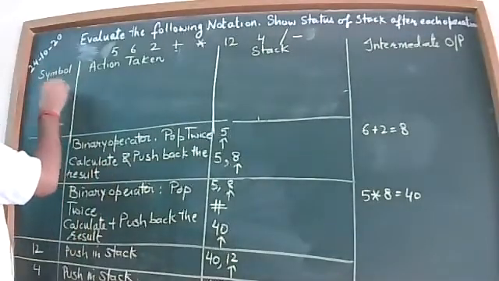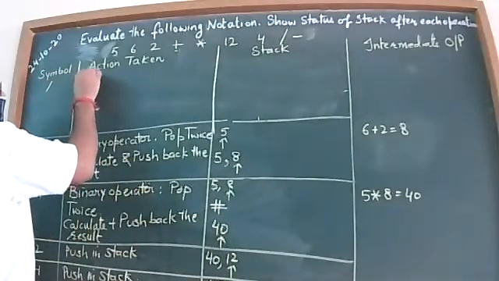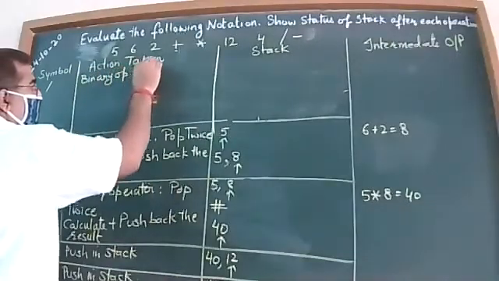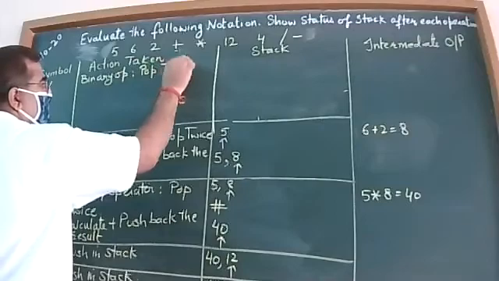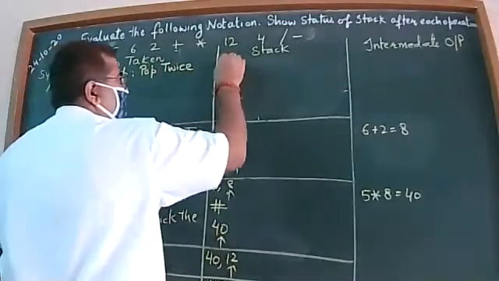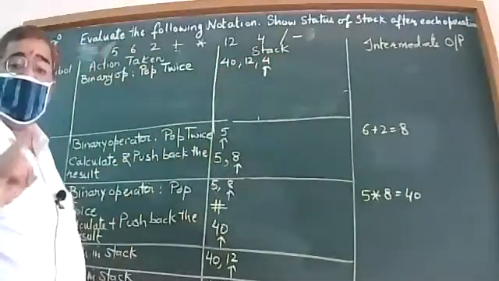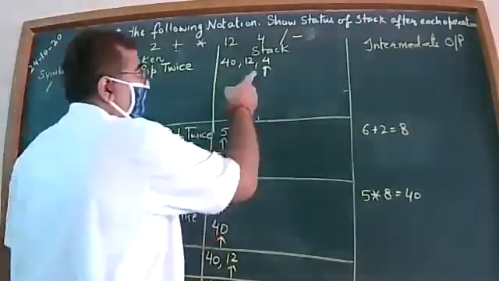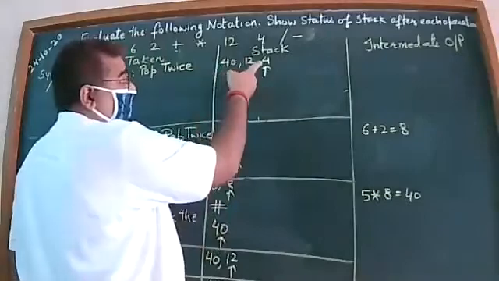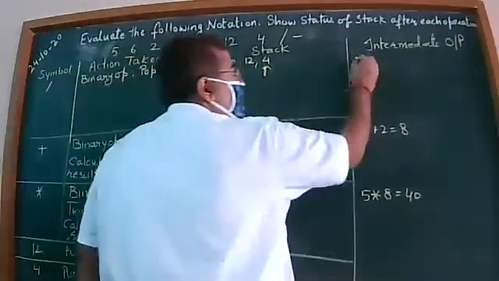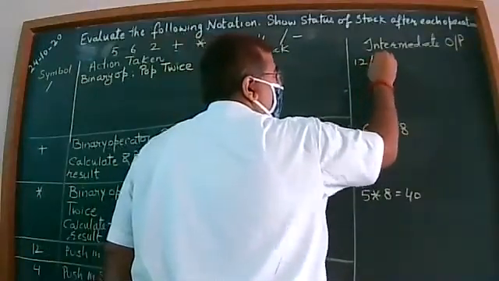So we have divide. Divide is again a binary operator. Pop twice. Numbers were 40, 12, 4. Now see how to write. I told you the number which is lying before the top is to be written first. So it will be 12 divided by 4.